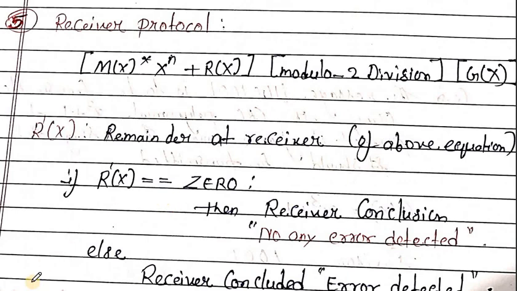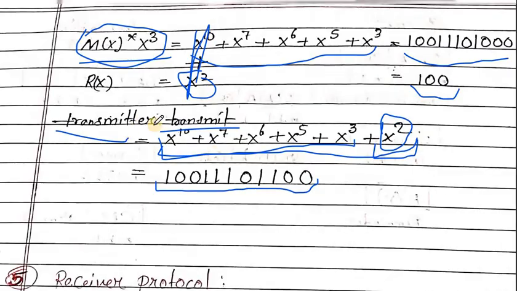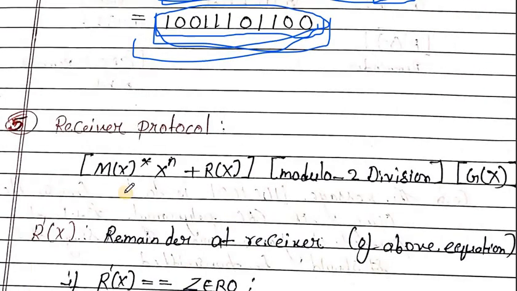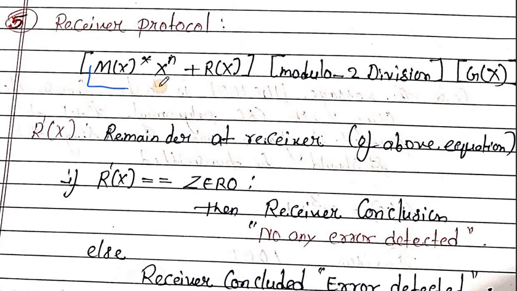Now the receiver protocol: what happens when the receiver receives the transmitted polynomial function or binary string, and how will the receiver process the string transmitted by the transmitter. This is the string transmitted by the transmitter. Here the receiver will receive M(x) times x to the power n, where n is the degree of the generator polynomial function, plus R(x), the CRC, the remainder polynomial.